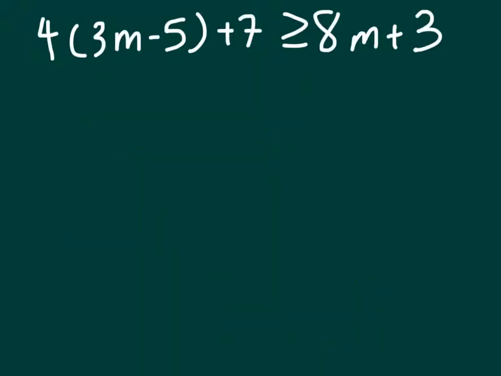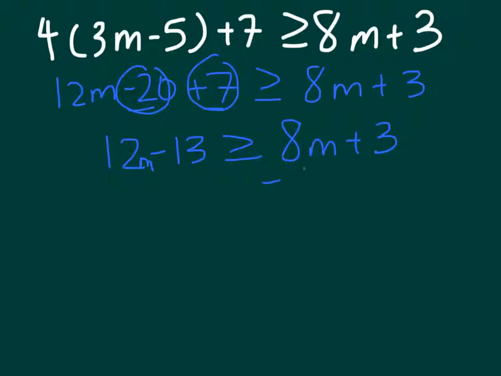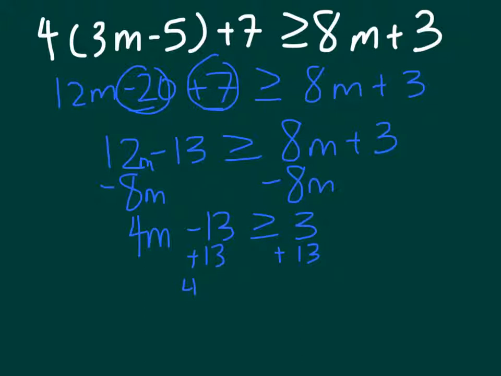Okay, now we have a long one. So I'm going to first distribute. So 12m minus 20 plus 7 is greater than or equal to 8m plus 3. I'm going to combine my like terms over here, 12m. Don't forget, it's negative 20 and positive 7, minus 13, forgot my m, is greater than or equal to 8m plus 3. Then I'm going to get those m's on the same side, minus 8m. So 4m minus 13 is greater than or equal to 3, plus 13. 4m is greater than or equal to 26.